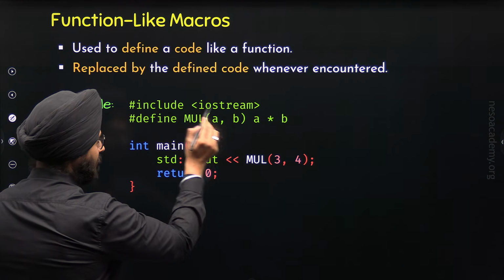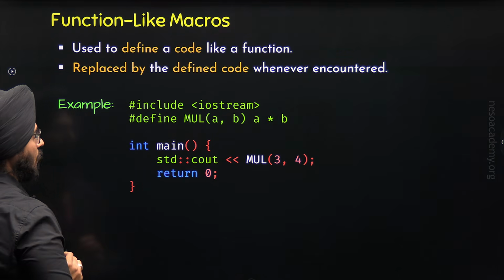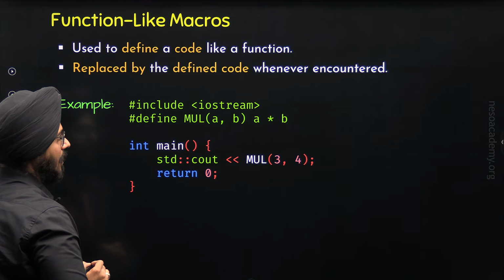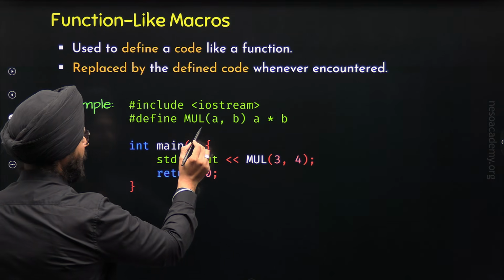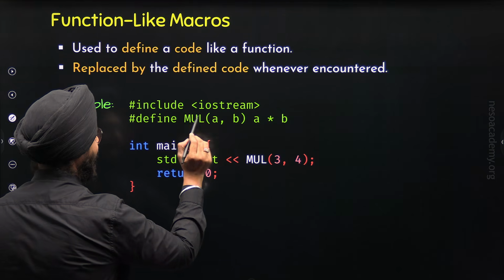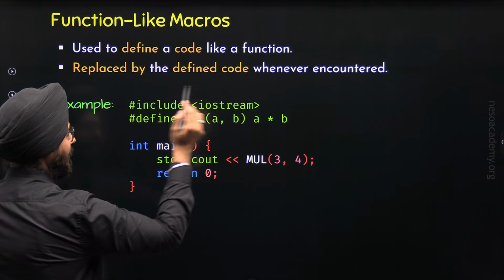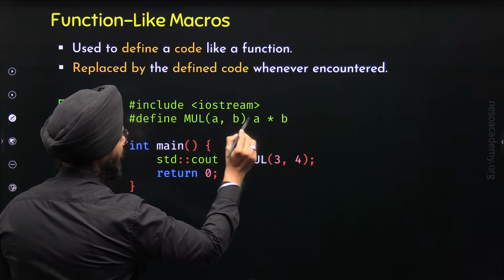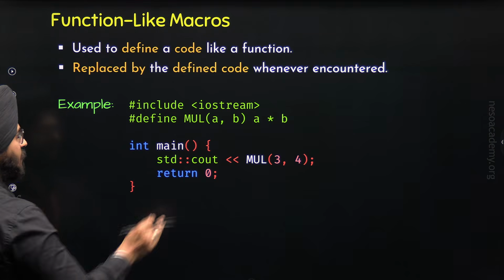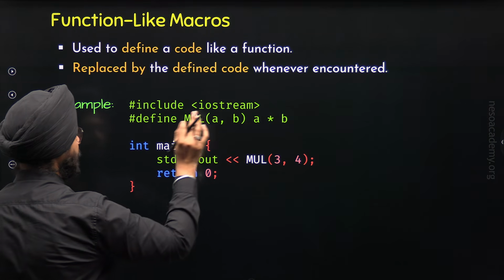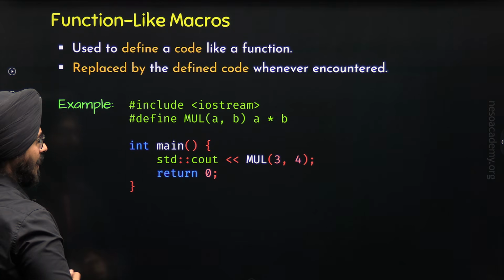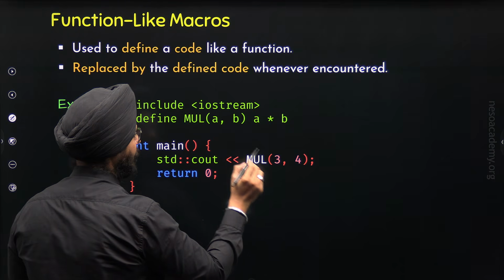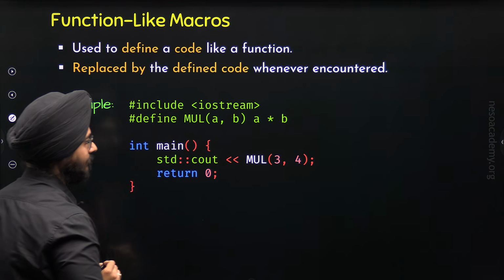This looks like a function, that's why it is called a function-like macro, and it is used to define this code: A times B. Here the name of this macro is mul and the inputs provided are A and B. The code is A times B. So clearly, mul(A, B) is the same as A times B. So this macro is defined. Now after this, I have defined this main function. And within this main function, I am using cout to print the result of mul(3, 4).